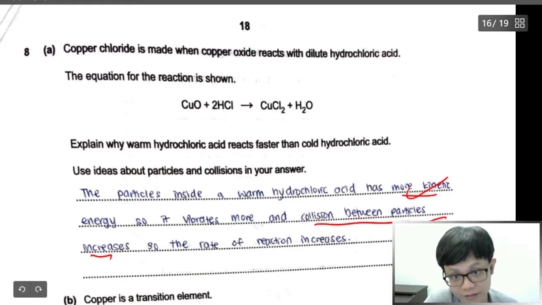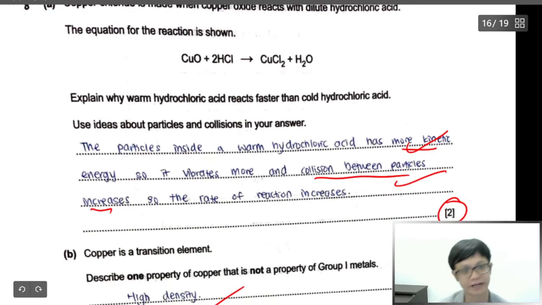We finished until question number 8. Copper chloride is made from copper oxide reacting with hydrochloric acid. So they use copper oxide mixed with hydrochloric acid, and you will get water. Explain why warm hydrochloric acid reacts faster than cold hydrochloric acid.